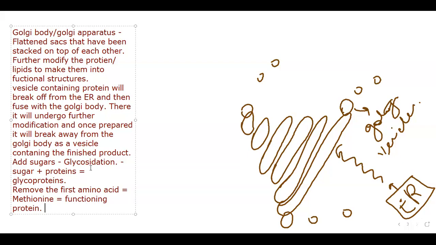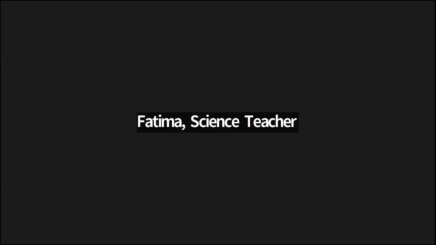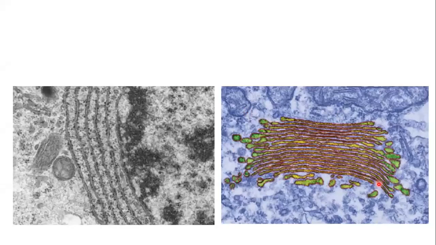So all of these modifications are going to be done by what? It's going to be done by the Golgi apparatus, the Golgi body. And if I show you what it looks like in real, this is what it looks like. See how it's not connected to each other. It's not a network. It's flattened disks that are stacked on top of each other. And you have, see, these are all vesicles that are either fusing with the Golgi body or breaking away from the Golgi body after the proteins have been modified.